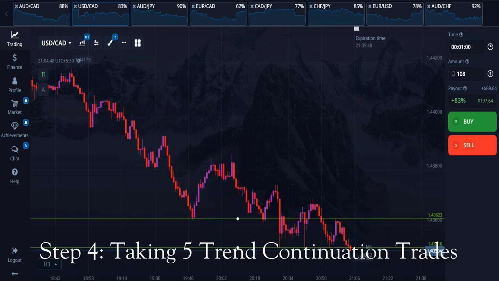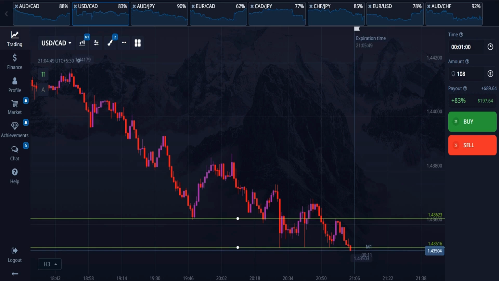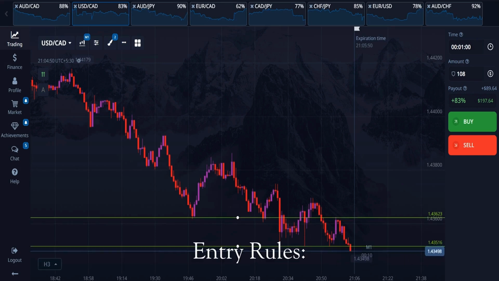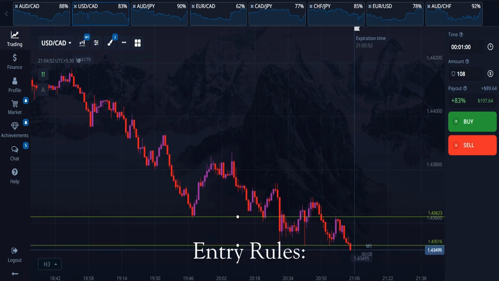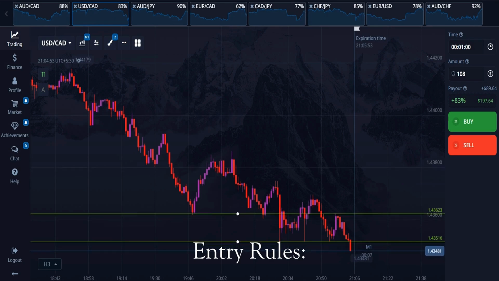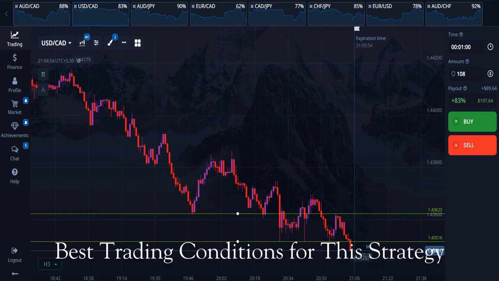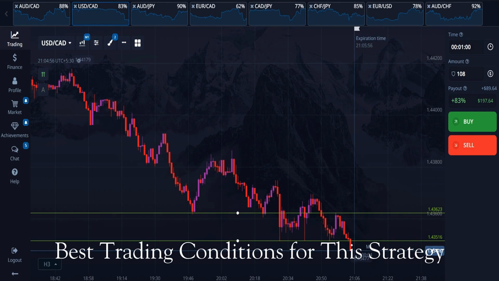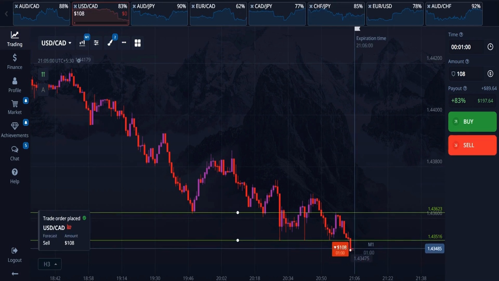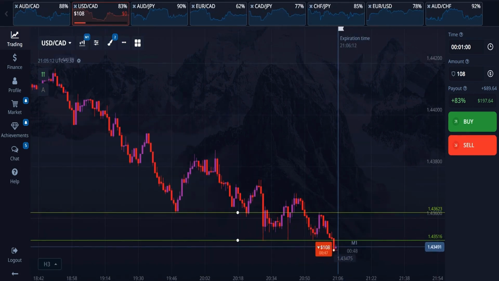Once we confirm the breakout, now it's time to enter the trades. After the breakout, enter 5 consecutive trades in the direction of the trend. Use a 1-minute candle time frame. Set trade expiry time to 1 minute. Best trading sessions: European and New York sessions. Avoid trading during high-impact news. Check Forex Factory or investing.com. Avoid trading in low liquidity times, like during the Asian session.